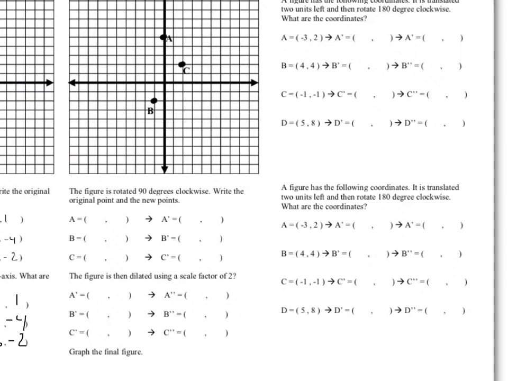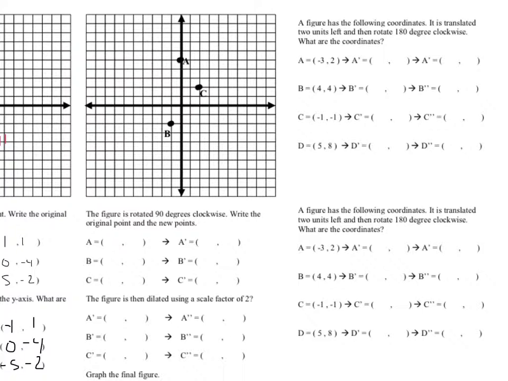The second example. It says the figure is rotated 90 degrees clockwise. Write the original points and the new points. So looking at our original points, we have A at 0, 5, C is 2, 2, and B is negative 1, negative 2.